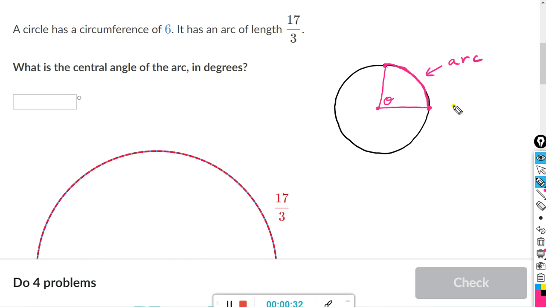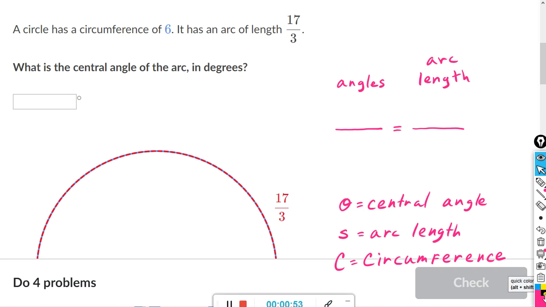Imagine the crust on a slice of pizza. That would be like an arc. This is the center of the circle right here. And the angle that is made is called the central angle. It is represented by the Greek letter theta.